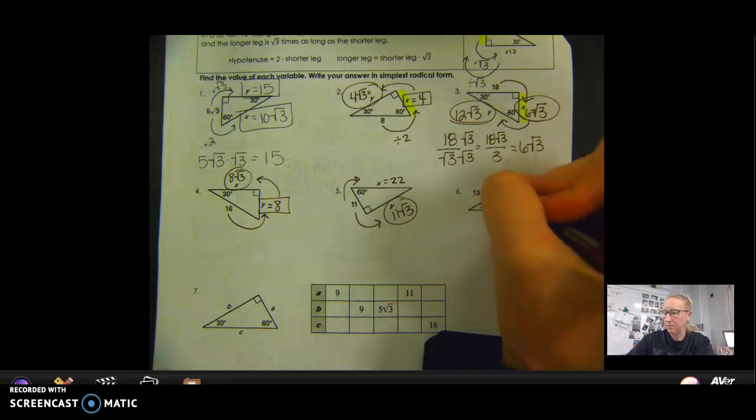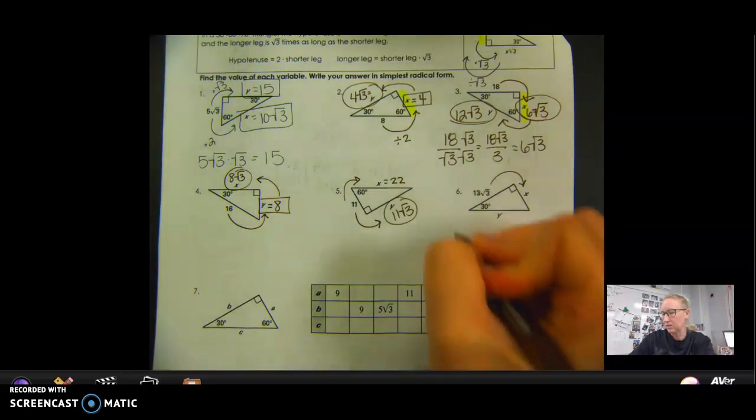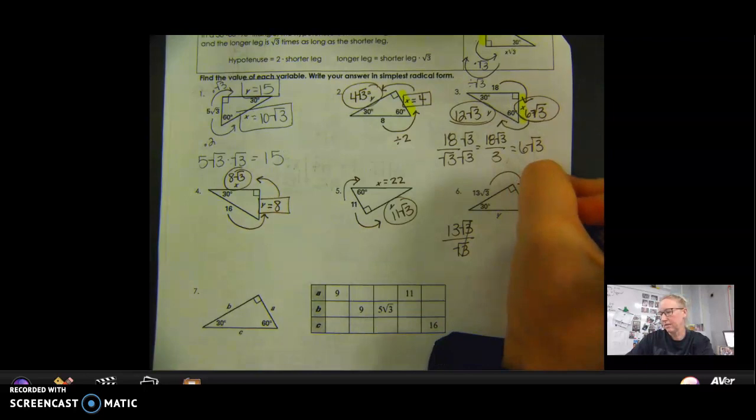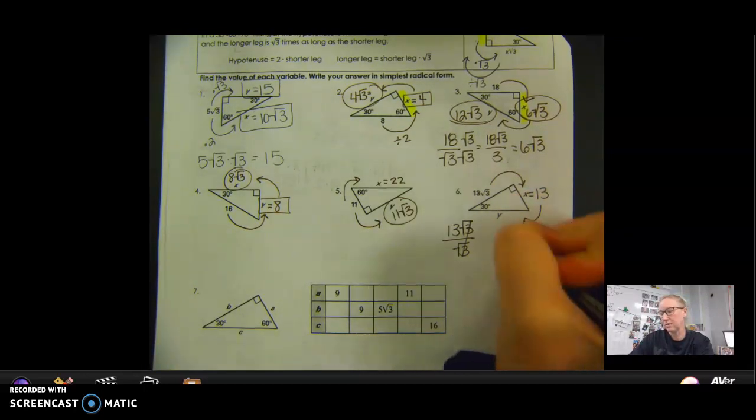Number 6, they gave me medium, so I need to go to small. So I need to take 13 square roots of 3 divided by the square root of 3, which just cancels, right? So x equals 13. To get to my hypotenuse, I double that, so that equals 26.